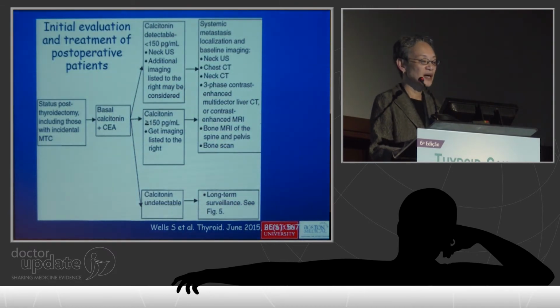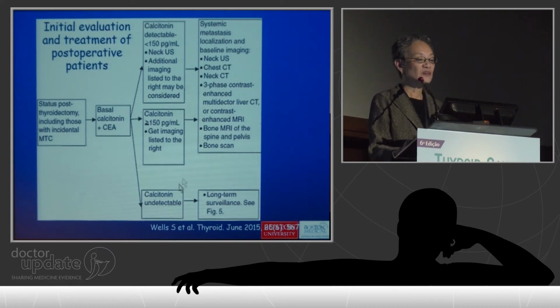So this is from the guidelines. So you have your basal calcitonin and CEA. If the calcitonin is unmeasurable, you can back off and do much less follow-up. Your follow-up is going to be a serum calcitonin and CEA and neck ultrasound. It may be only every 6 months or even once a year after the first year.